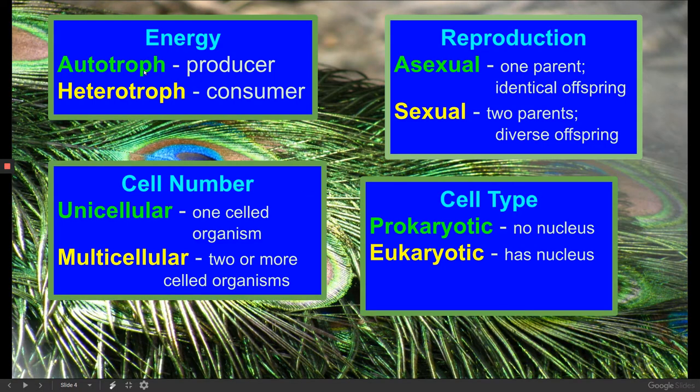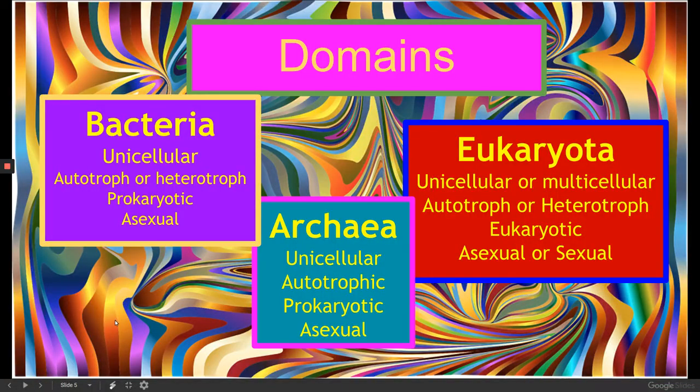These, again, are our terms that tell us how we classify into a domain. Energy: autotroph, heterotroph. The number of cells: unicellular, multicellular. Reproduction: asexual, sexual. Or cell type: prokaryotic, eukaryotic, nucleus or no nucleus. Now, here are the three domains. In the taxonomy, every organism will fit into one of these three domains.